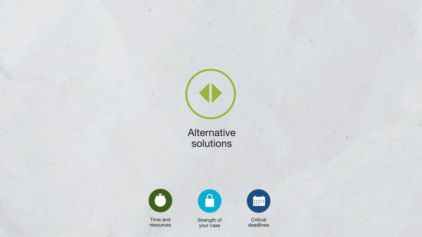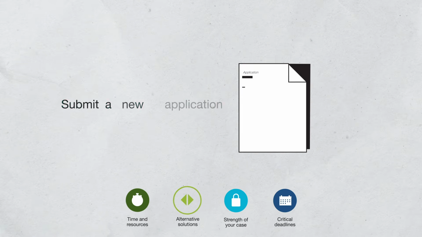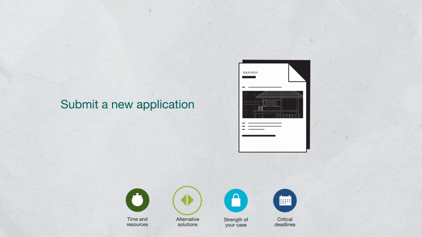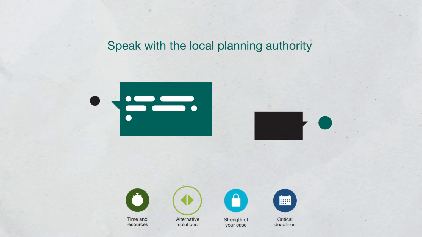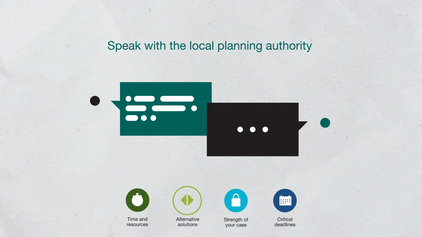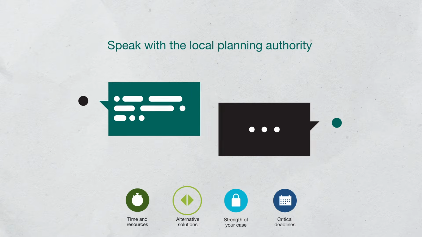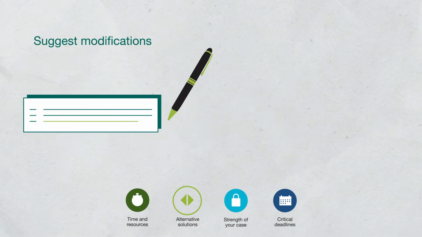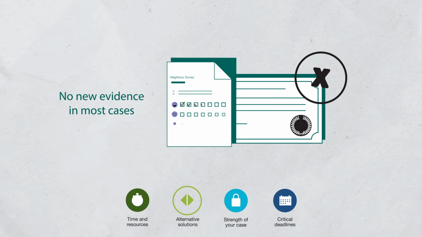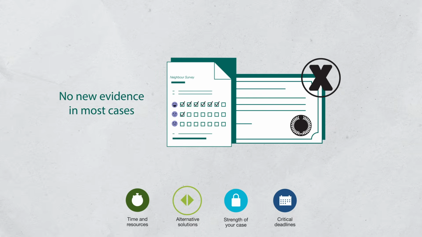Alternative solutions. Submitting a new application may be more suitable than appealing. Speak with your local planning authority, as many issues can be resolved through conversation, and they might suggest acceptable modifications. Remember, in most cases, you won't be able to submit new evidence.